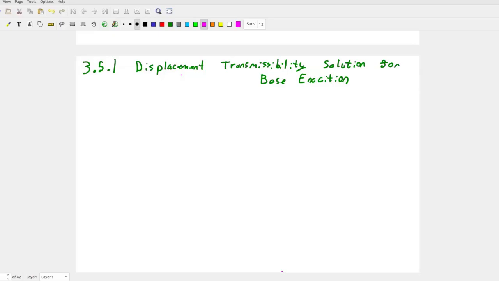Section 3.5.1, Displacement Transmissibility Solution for Base Excitation. We want to talk about transmissibility, which is how force moves from the base into the system that we're interested in. Here, it's the mass, right?